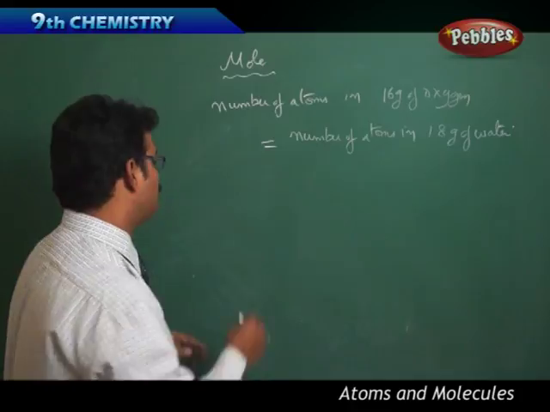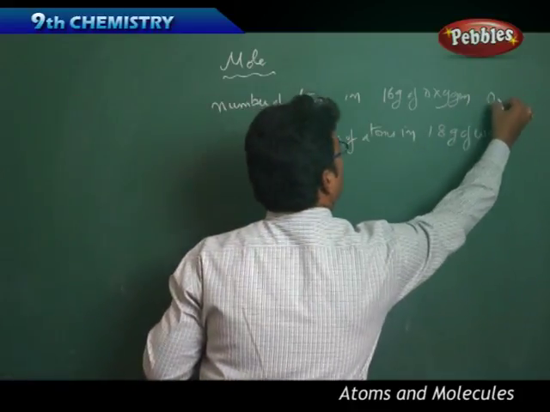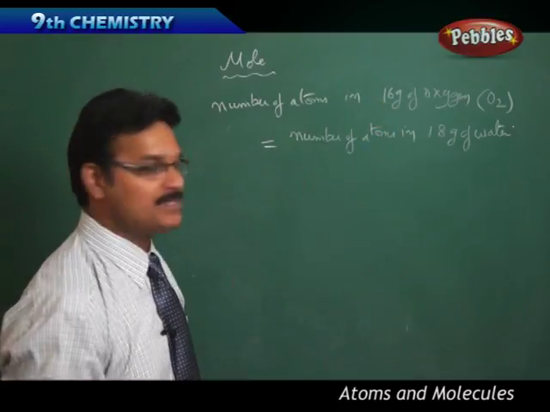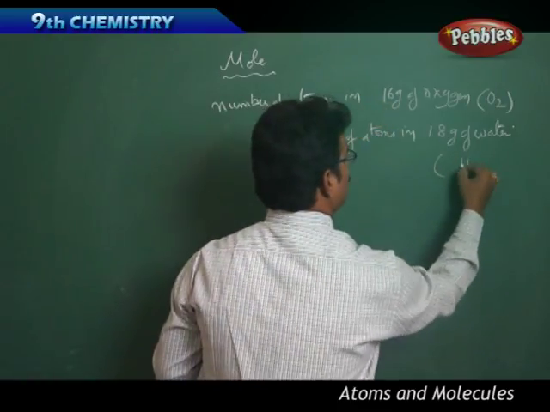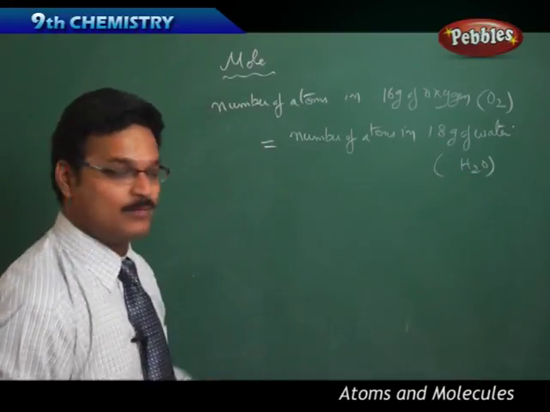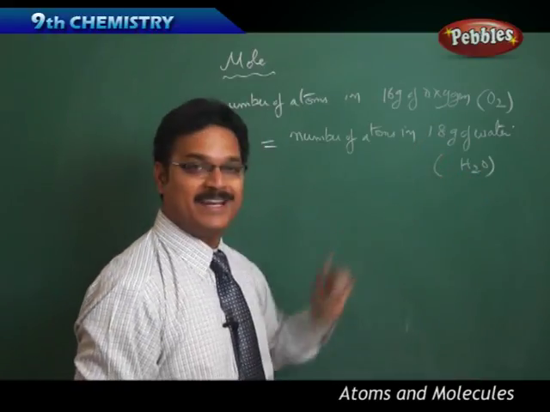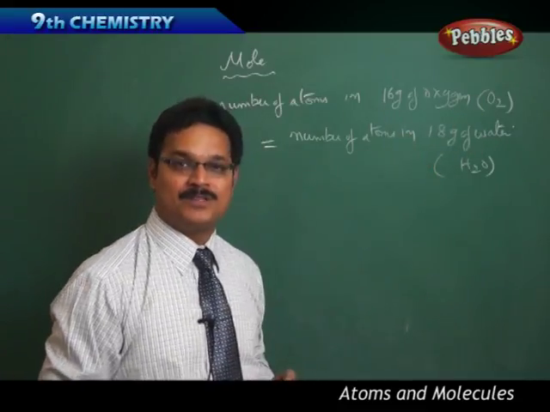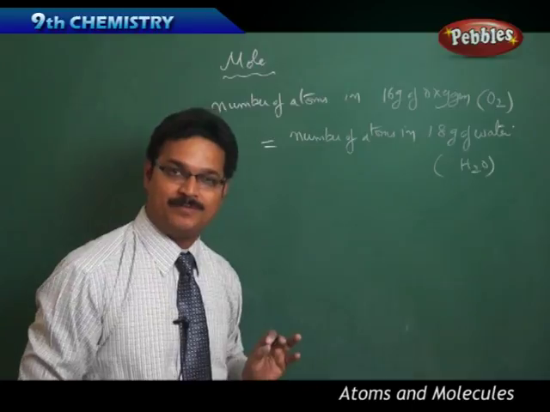Oxygen, which is O2, has 2 atoms, so 16 grams of mass. Water, which is H2O, the molecule, is 16 plus 2, 18 grams. One molecule has 18 grams of mass, another has 16 grams of mass, still they have the same number of atoms.